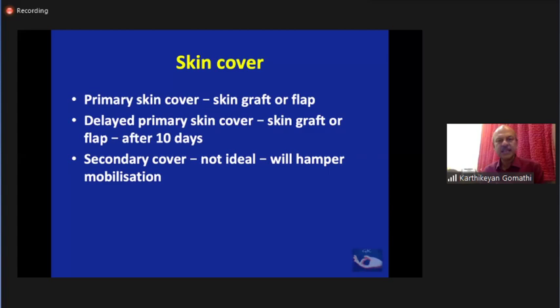The second is, if you're not able to do the skin graft or flap immediately, you can do it as a delayed primary procedure after 10 days. When the replanted hand or part has settled well and the vascularity is well settled, you can do the skin cover now. It is a little safer option. The third is secondary cover. It is not ideal because the wounds have been left open for too long, the risk is too much, and it will hamper mobilization, which has to be started at the end of 3 weeks. As you know, function is our most important objective.